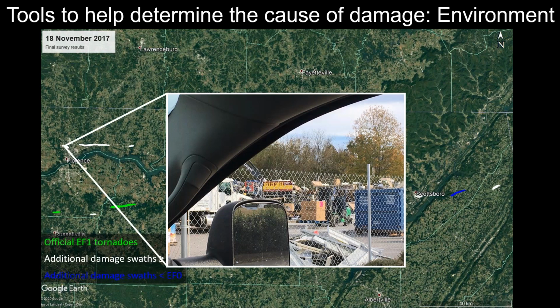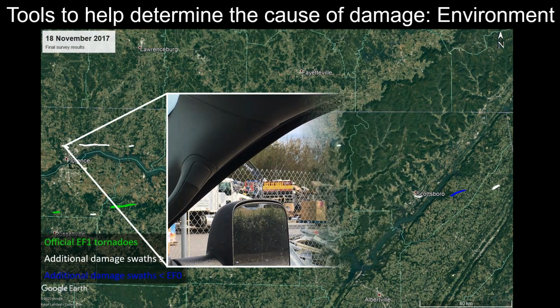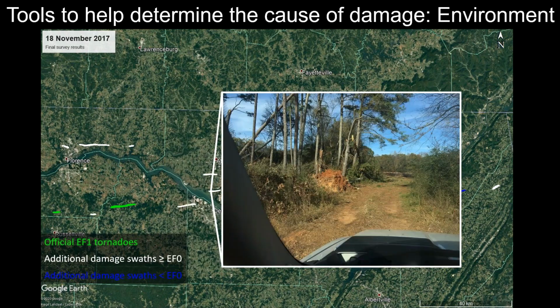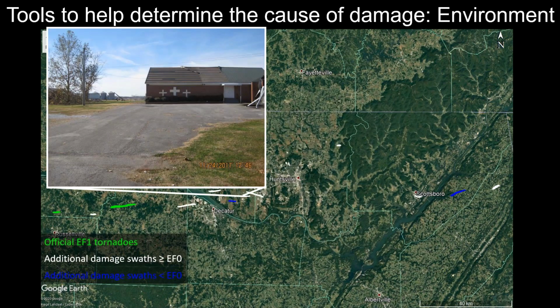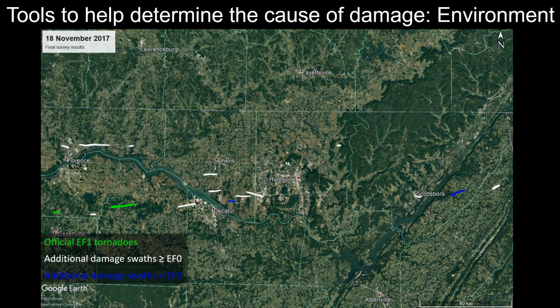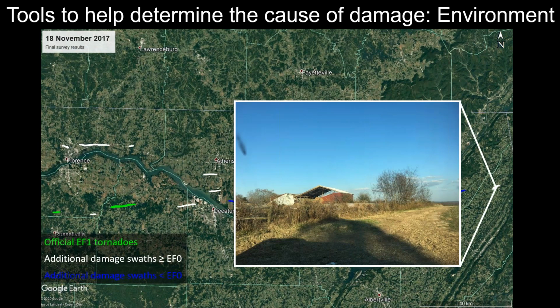This was an auto parts store in the city of Florence. You can see some significant tree damage. This was some roof, a large part of the roof covering removed off this church, more tree damage, and then a barn that was heavily damaged in northeast Alabama.